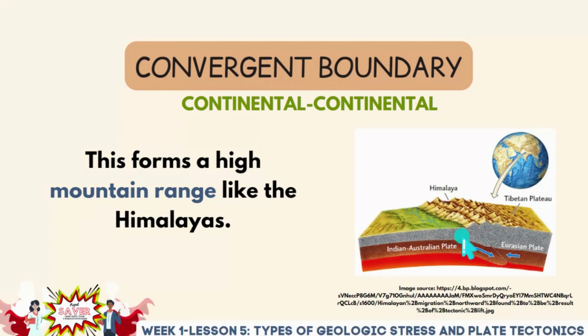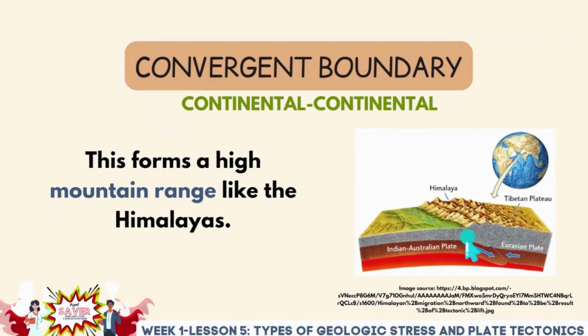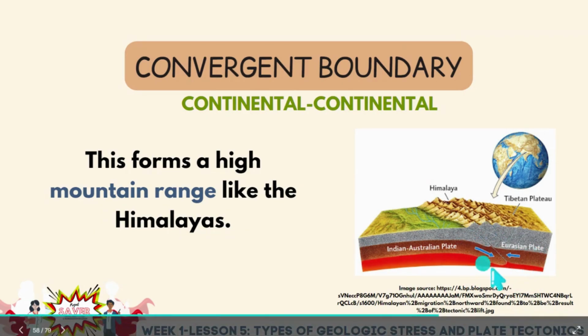Mapapansin natin na walang nagsubduct. Ang nangyari ay, pinush lang nila ang isa't isa upwards. So therefore, makaka-form ng mountain range. Isa sa mga halimbawa ng mga mountain ranges na na-form dahil sa continental plate to continental plate convergence ay ang Himalayas. Mapapansin natin sa figure na ang Indian-Australian plate at Eurasian plate ay nag-converge or nag-collide.